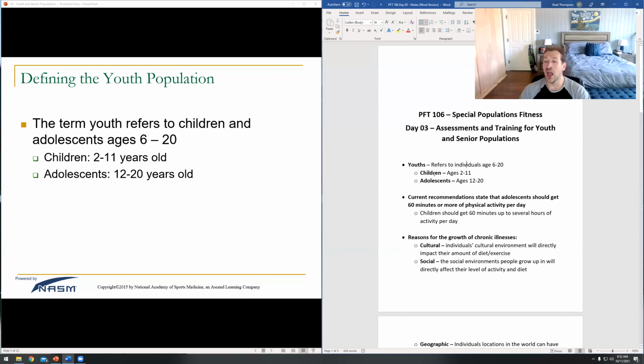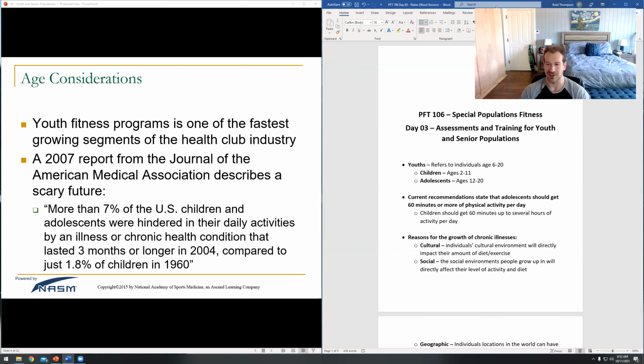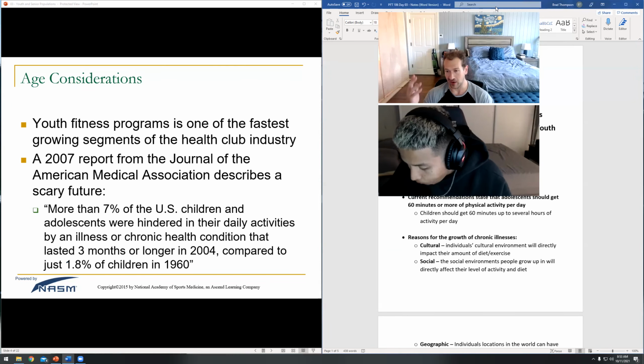But 6 through 20: children are going to be aged 2 through 11, and then adolescents are going to be considered age 12 through that 20th year, because there is a little bit of development that continues happening. Obviously in this country we consider 18 to be an adult, which is fine, but there is a little bit of physical maturing that still occurs in those next 2 years, which is why some people say adolescents are up to age 20. And again, which is the correct definition? I don't know. Nobody can agree.